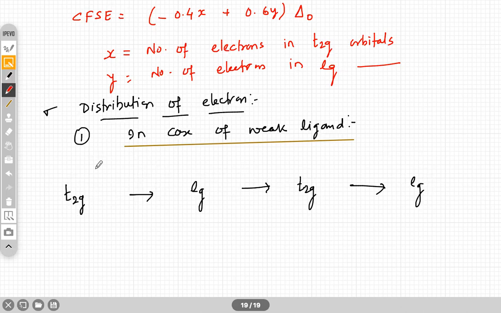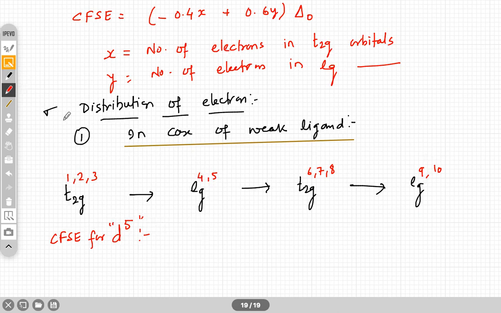So the first three electrons will go into the T2g orbital. The fourth and fifth electrons go into the Eg orbital. The sixth, seventh and eighth electrons go into the T2g orbital. The ninth and tenth electrons go into the Eg orbital. Suppose the ligand is weak and we have a D5 configuration. Suppose you need to find out CFSE for the D5 configuration.